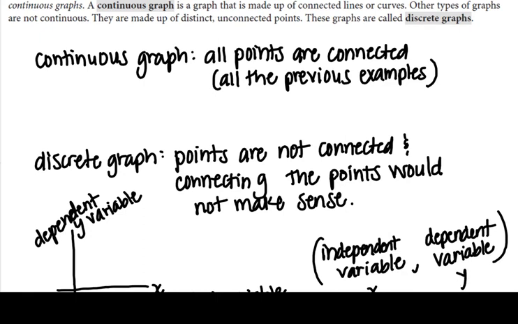So a discrete graph is when the points are not connected. Your independent variable is not continuous. So it doesn't make sense that you would connect the dots. And I'll show you a really good example that's going to make that pretty clear for you.